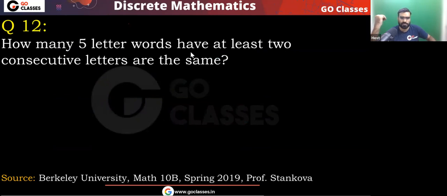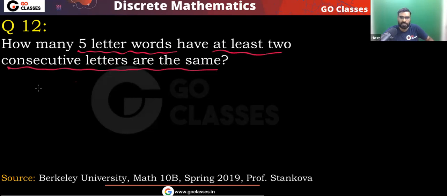Now let's see this one. Question number 12. How many 5-letter words have at least 2 consecutive letters the same? When you see this type of question, what will come to your mind? 5-letter words, at least 2 consecutive letters. Complement rule will come to your mind, right? Very good. So let's use the complement rule.